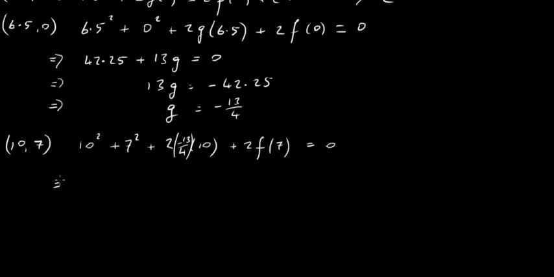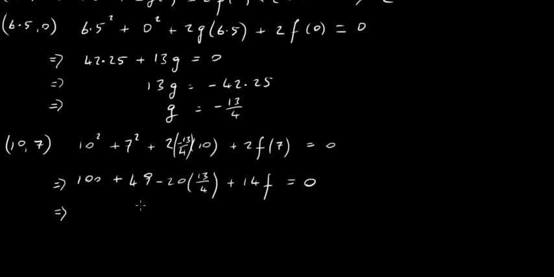Okay, so let's move on then. So we've got 10 squared, which is 100. We've got 7 squared, which is 49. This here, well, I'll work that out in a couple of minutes actually. Work out all 3 together. So it's going to be 2 10s, 20, so it's going to be minus 20 times 13 over 4. And here we'll end up with 2 7s, 14 times f is equal to 0.